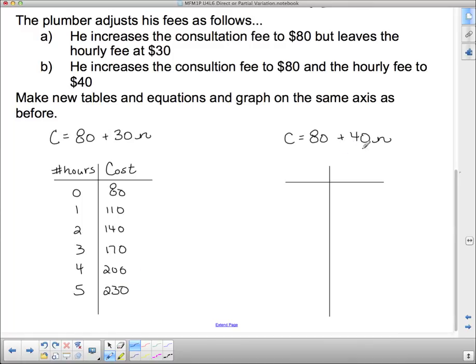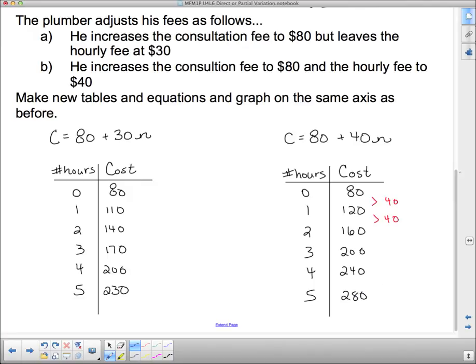But what if he increases that hourly rate to 40? He's going to charge us $40 for every hour. So we're going to have the number of hours. This is what we set. What stays the same, 0, 1, 2, 3, 4, 5. And now what we calculate is the cost, so it comes next. Again, for 0 hours, it's $80. If he works for 1 hour, we're going to add $40 onto that, so that's $120. If he works for 2 hours, we have to add $80 onto that, so it becomes $160. And you'll notice that our rate of change here going up by 40 every time for our first difference, that's going to give us 200, 240, and 280.